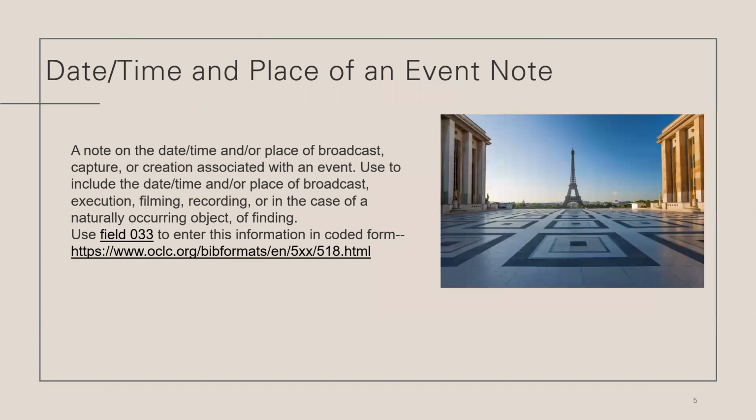Date, time, and place of an event note. A note on the date, time, and/or place of broadcast, capture, or creation associated with an event. Used to include the date, time, and/or place of broadcast, execution, filming, recording, or, in the case of a naturally occurring object, of finding. Use field 033 to enter this information in coded form. And I have the URL to Bib Formats and Standards there on the slide. When you add MARC field 518, you must also add MARC field 033.